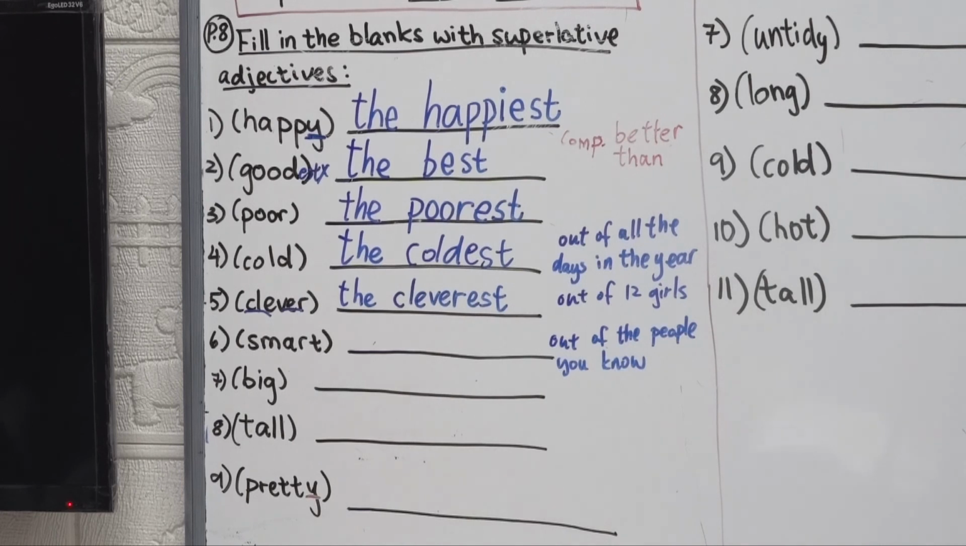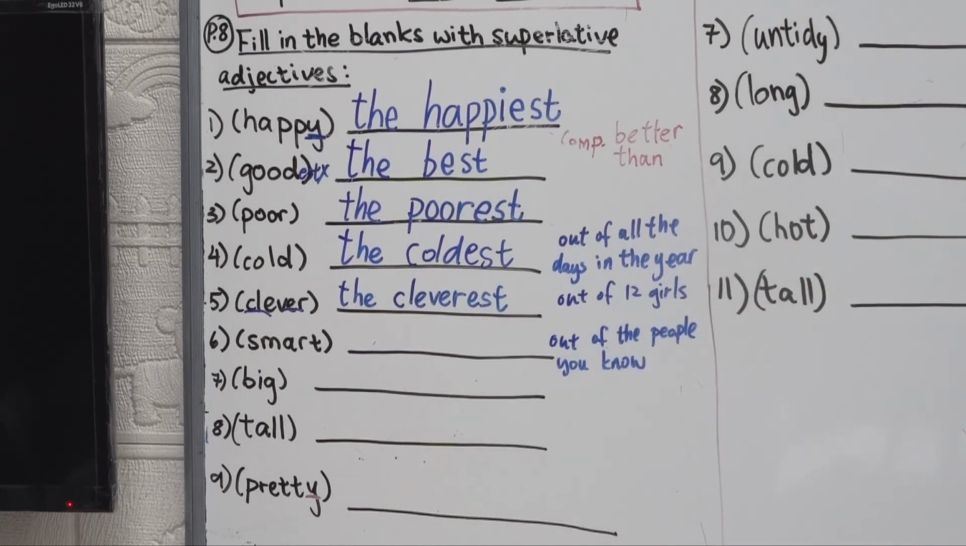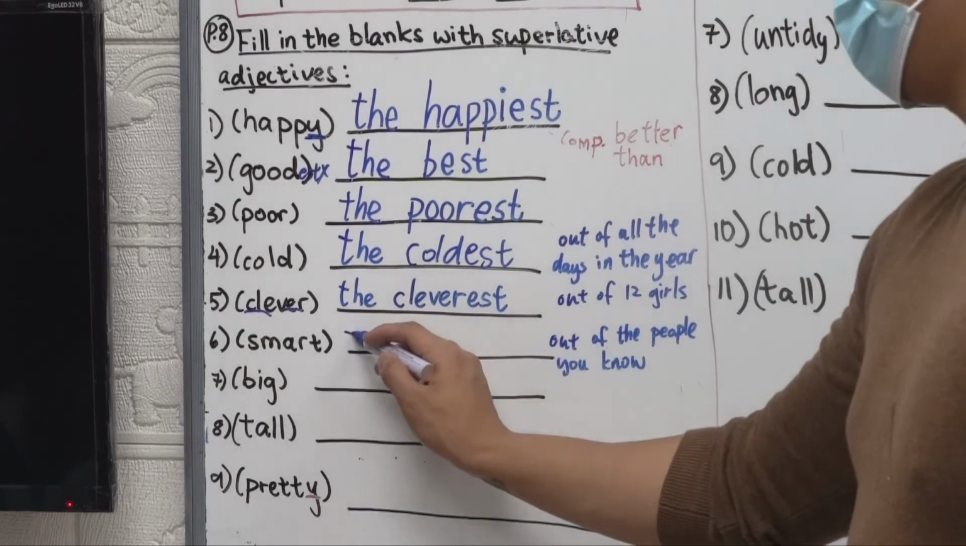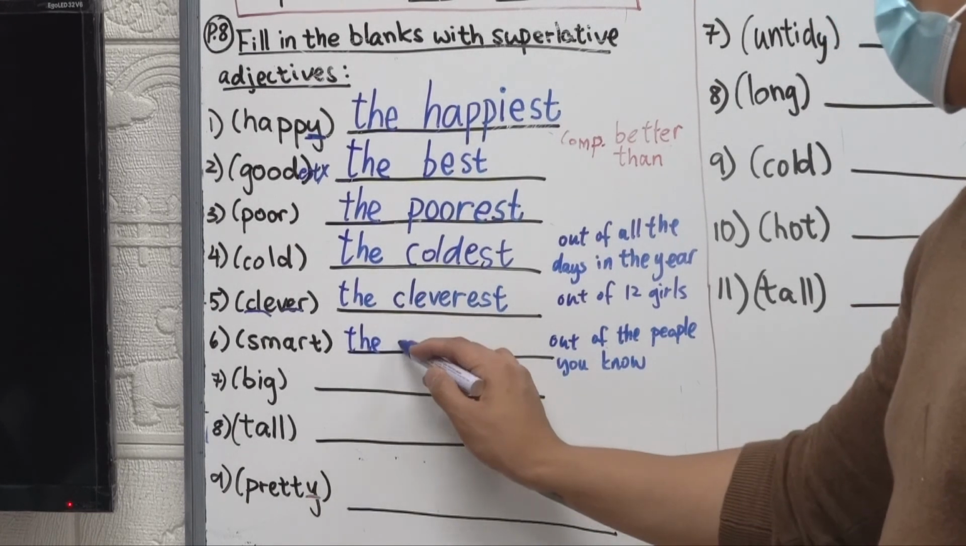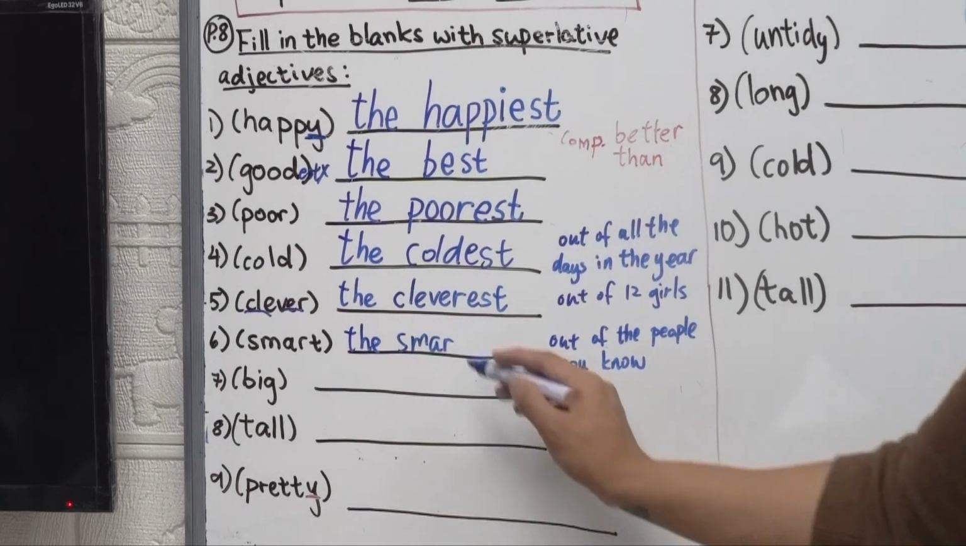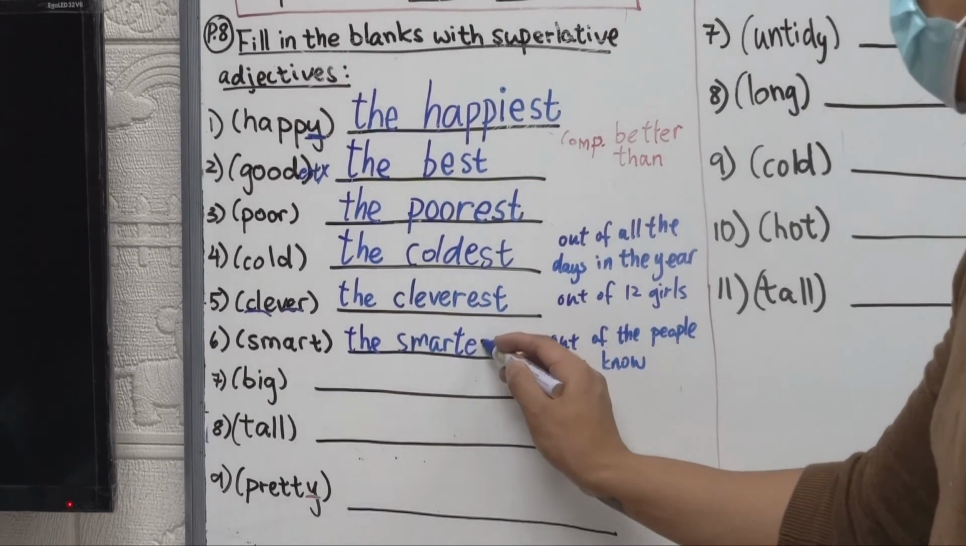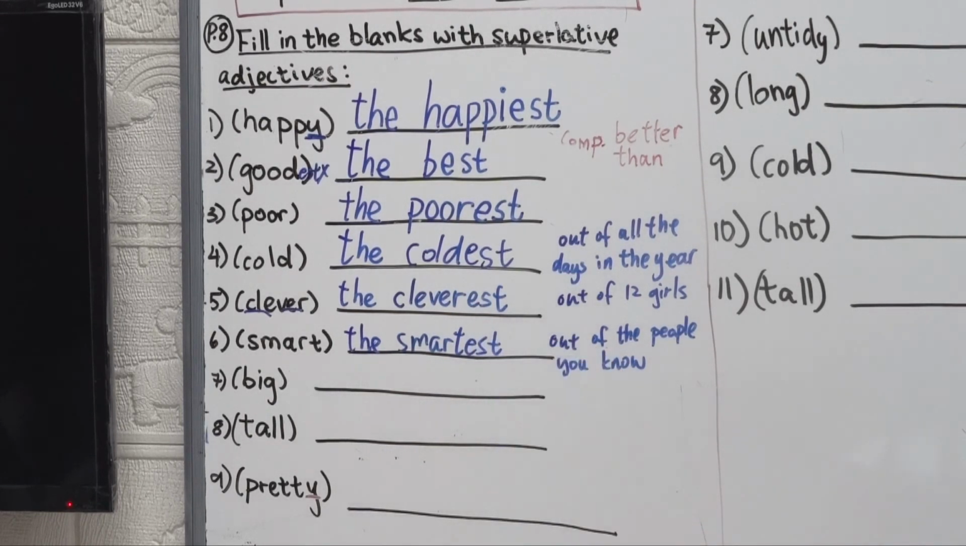So one person, he is one person, and he is the something out of all the people you know. The most smart is wrong. So it should be the... S-M-A-R, and then you keep the T. The smart. How many sounds is smart? Just one, so we can put an E-S-T, okay? The smartest out of all the people you know.